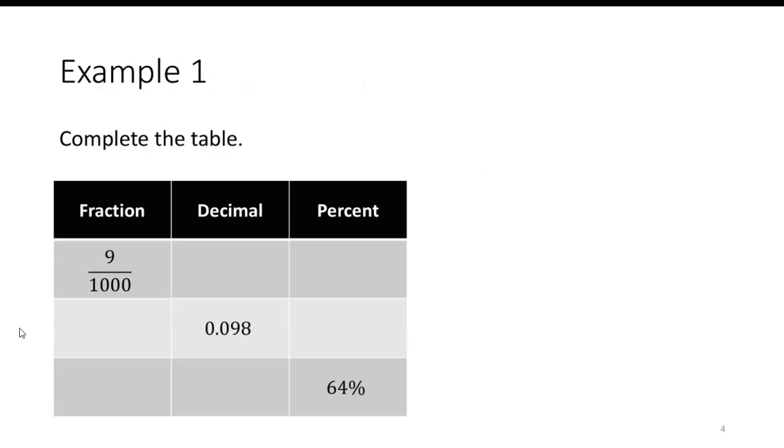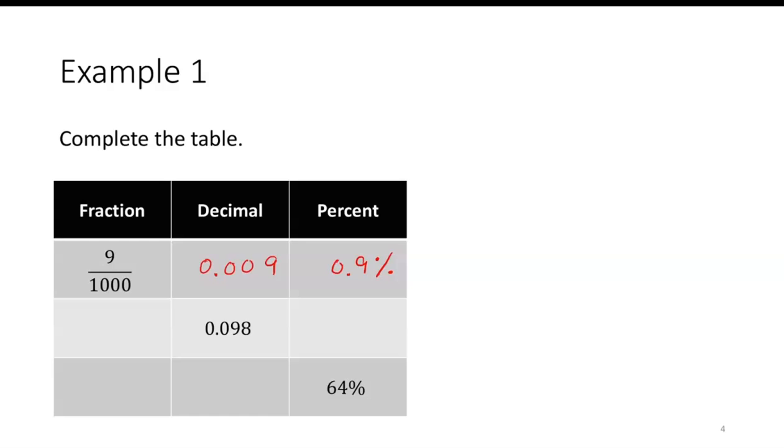So let's convert between fractions, decimals, and percents. For the first row, the fraction is given: 9 thousandths. As a decimal, I would put the 9 in the thousandths place, so it looks like 0.009. For a percent, I would move the decimal 2 places to the right, so 0.9, and then add a percent symbol.